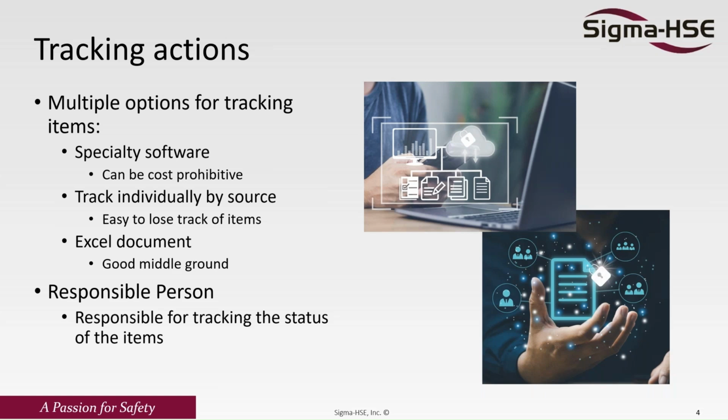It's a great option if you have the budget available for it, but for a lot of facilities, they can't justify that additional cost to their operating budget. So what most places do, you'll track it individually by your source. You'll have whatever recommendations came from your PHA, and you'll have someone looking at that document and tracking there. And then somewhere else, there'll be an equipment inspection form, and elsewhere you'll have your MOC with the items there.